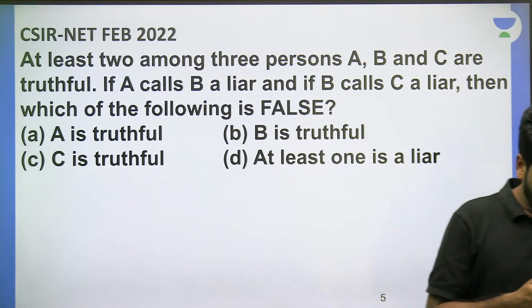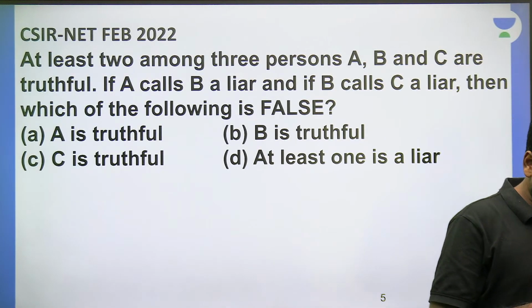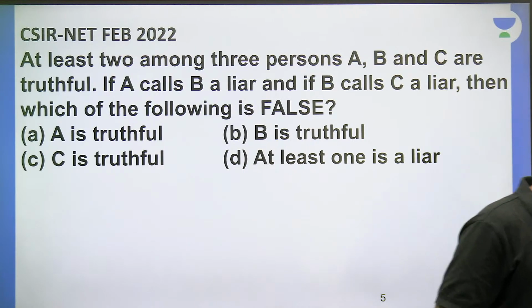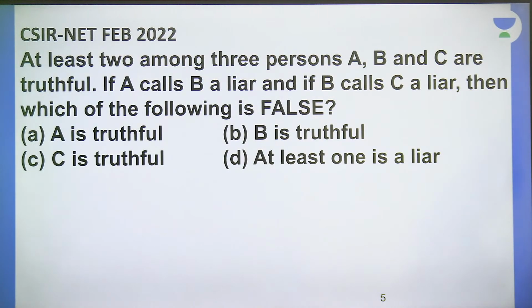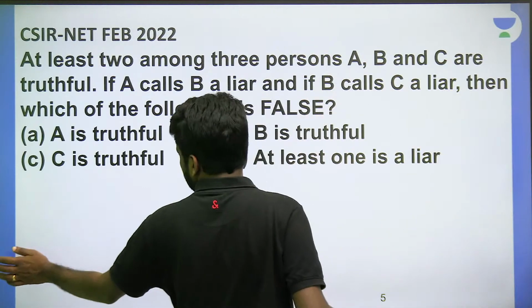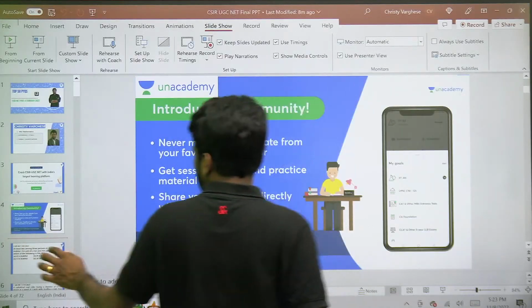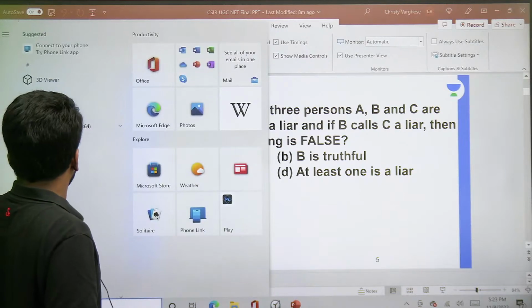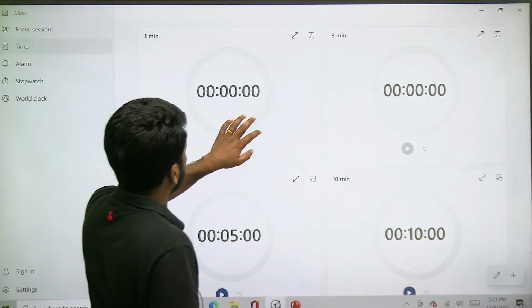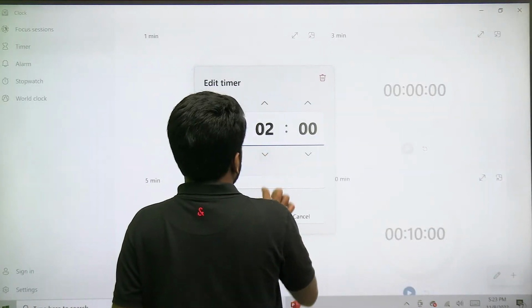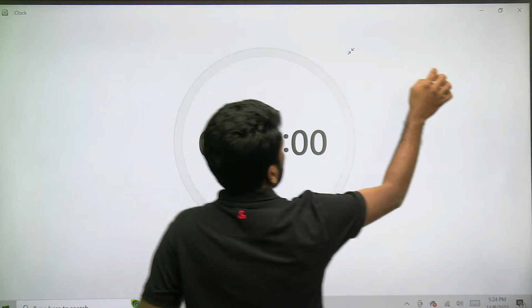Try the first question, all of you. All of you try the question. I will start a timer also. Two minutes to try. All of you try it.